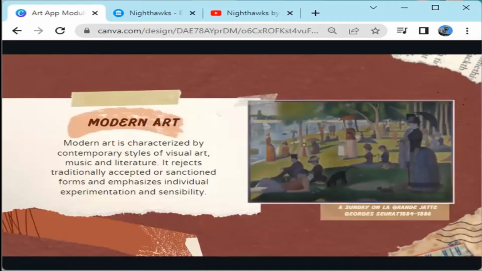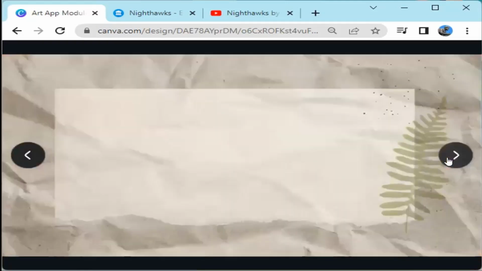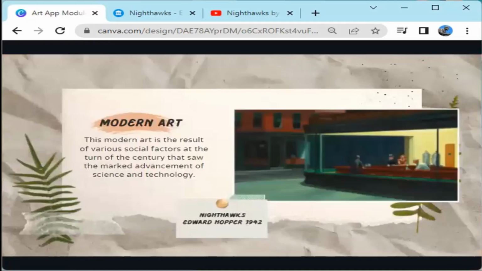So another type of art is modern art, and modern art is characterized by contemporary styles of visual art, music, and literature. It rejects traditionally accepted or sanctioned forms and emphasizes individual experimentation and sensibility. So gaya nung nakikita natin dito sa sample na Sunday on La Grande Jatte ni Georges Seurat, noong 1884 and 1886. This is a type of modern art. And then yung supposedly case study natin for this week, which we will watch later, a documentary on this.